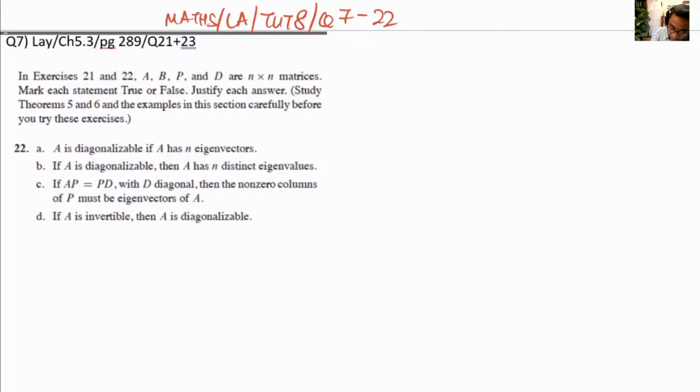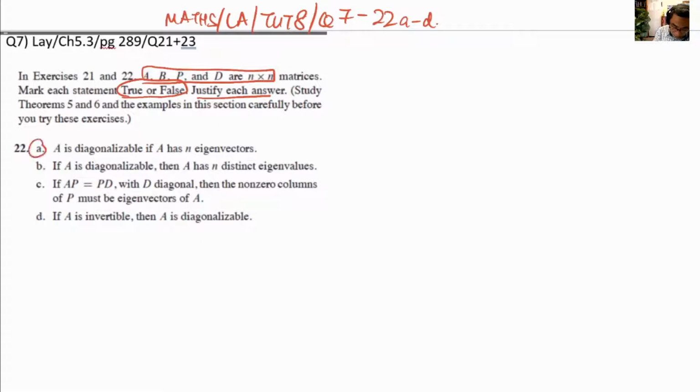This is Maths Linear Algebra Tutorial 8, question 7, part 22, A to D. We continue with the same exercise as before. We are given the following matrices A, B, P, D, which are n by n matrices, and we're asked to answer true or false with some justifications.